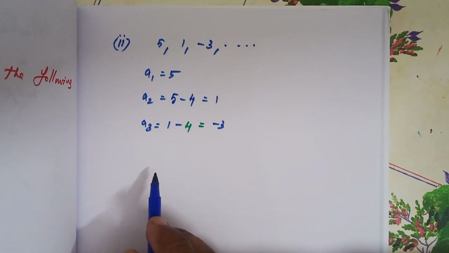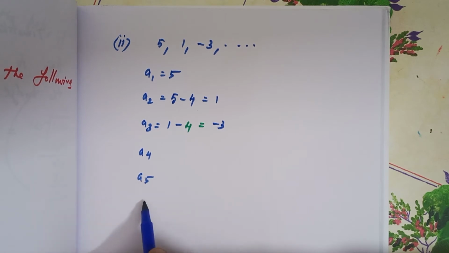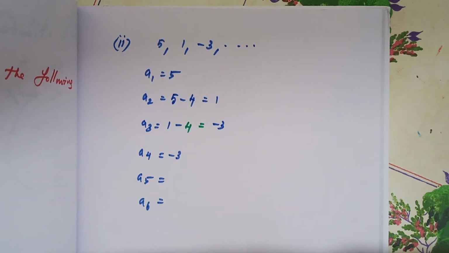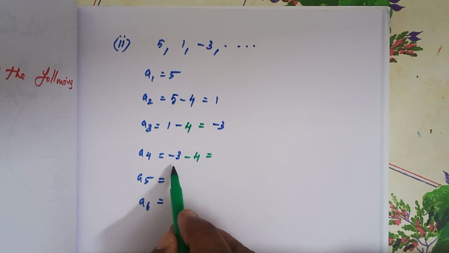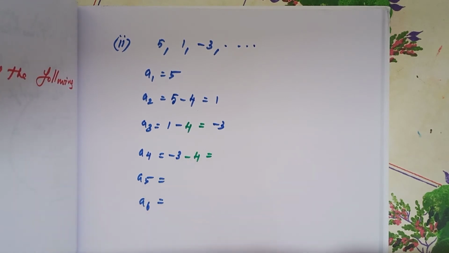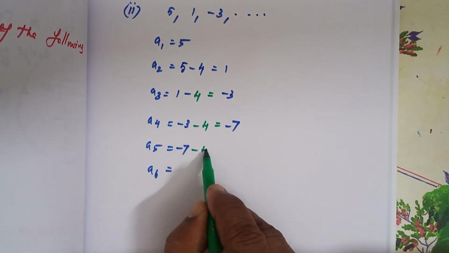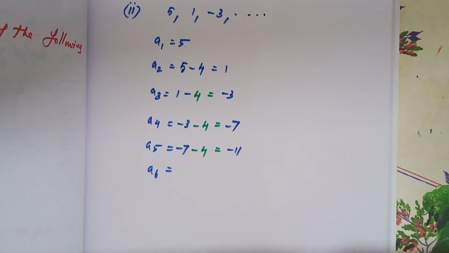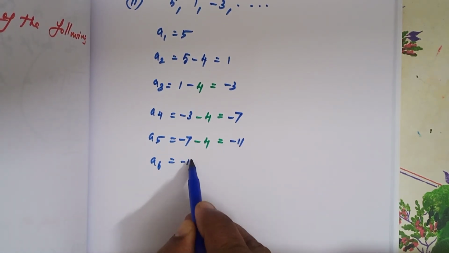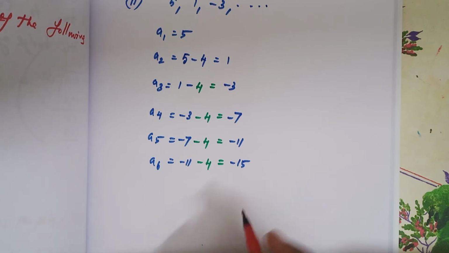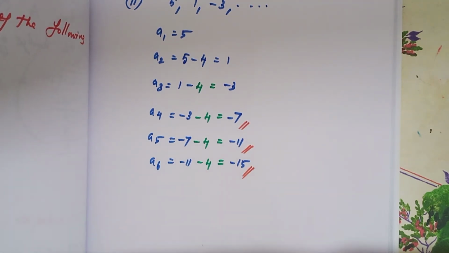Now the same procedure is to be followed for getting the fourth term, fifth term and the sixth term, because you are asked to find out the next three terms. Very simple. What's the number here? Previous term minus 3. Then subtract 4. For each and every number you have to subtract 4. Minus 3 minus 4, that is equal to minus 7. Then write minus 7. Subtract 4. Minus 7 minus 4, that is equal to minus 11. Then for getting the next term, write minus 11 first. Then subtract 4. Minus 11 minus 4, that is equal to minus 15. So the next three terms are minus 7, minus 11 and minus 15.